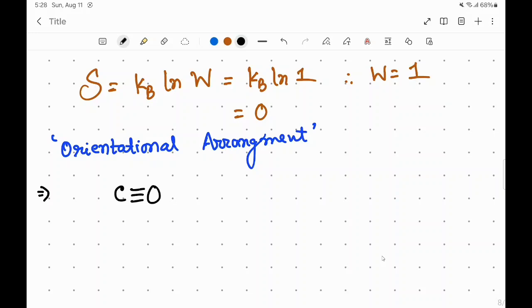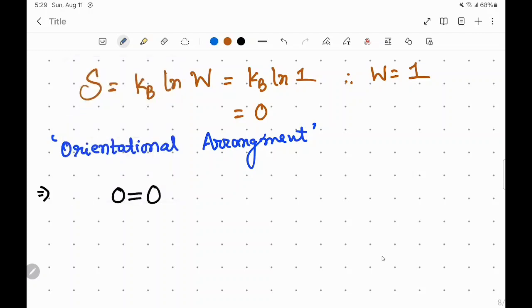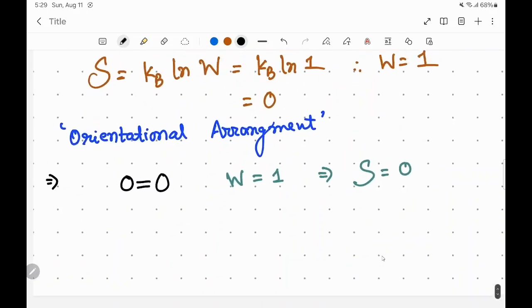Now CO. First, let's say oxygen or hydrogen. In oxygen, is any other arrangement possible? No, no arrangement is possible. So W from this orientation arrangement is also 1, so entropy will be 0. And for every perfectly crystalline solid, I repeat, every perfectly crystalline solid, this W will be 1. No orientation will be possible. But if it is not a perfectly crystalline solid, we have to consider orientation.